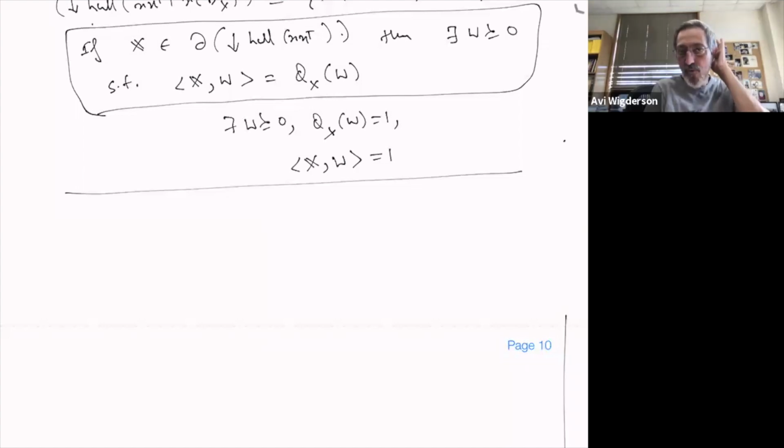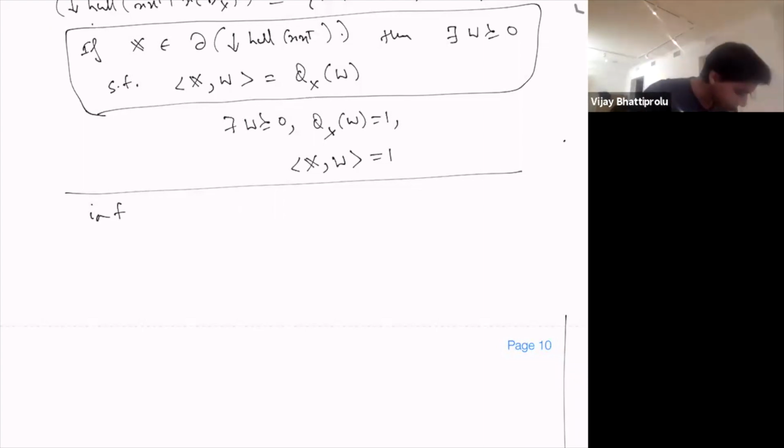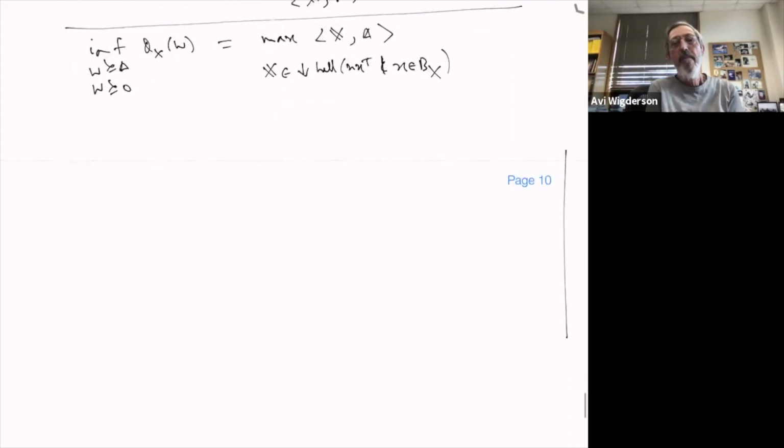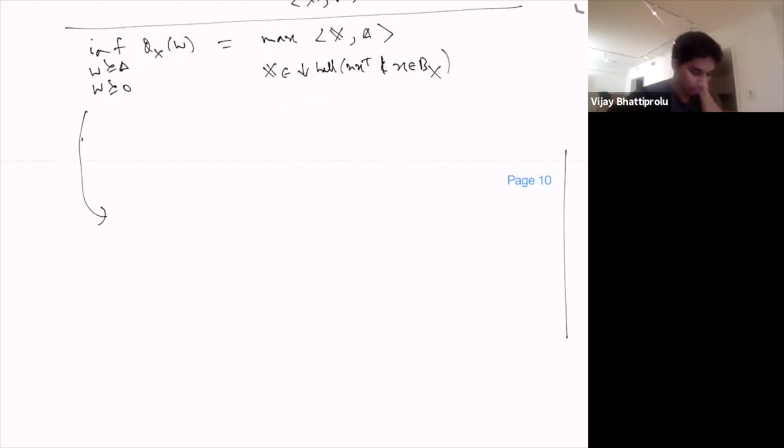Sorry, what are we left to prove now? Given this setup, we're still left with the original thing that we wanted to prove, which is that the infimum over W greater than or equal to A, W PSD, of the quadratic maximum of W must be equal to the maximum of the inner product of A and X, where X belongs to the downward closure of the hull of XX transpose, such that X and PX. We're still trying to prove this, right? But first, we're going to parameterize this quantity by yet another matrix.